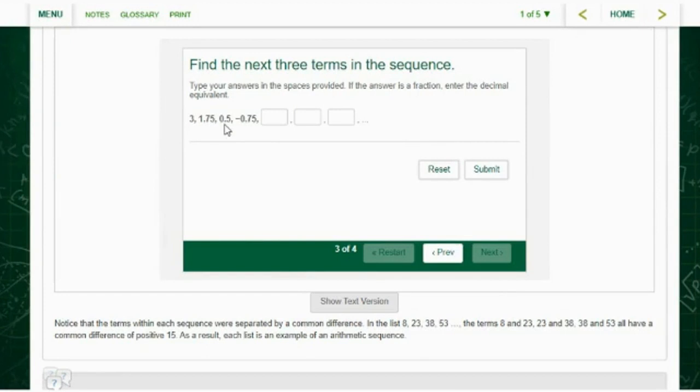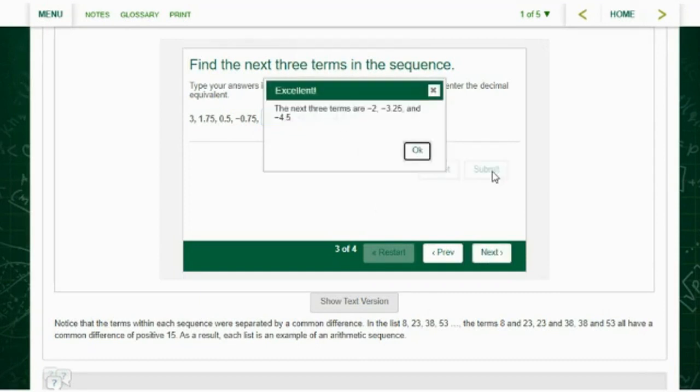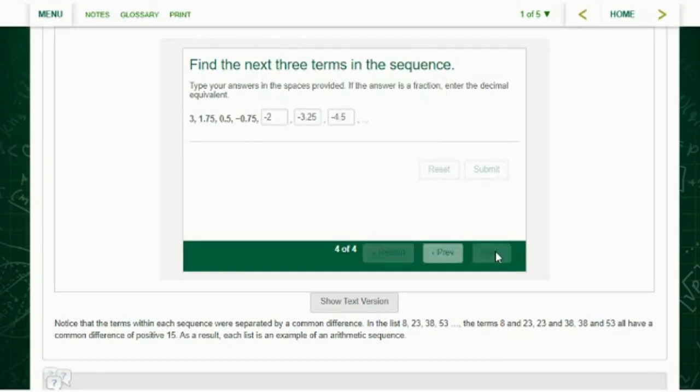Now it got 3, 1.75, 0.5, -0.75. What's going on there? That one is subtracting. Obviously, it's getting smaller. Since it's getting smaller every time, if we subtract each one of those, we'll see it's getting smaller by 1.25. So next would be -2, and -3.25, and -4.5. Submit. Yes, we got that right. Oh, and it says dollars, 2.5, 3.25, 4.